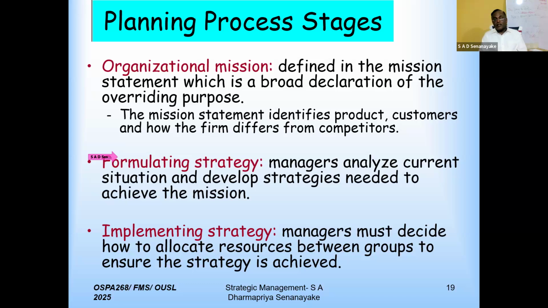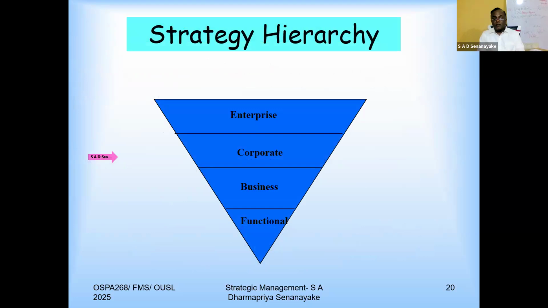Okay. Next is strategy formulation. Managers analyze the current situation and develop strategies. Then implementation: how to allocate resources between groups to ensure the strategy is achieved. So that is basically the process of a strategic plan. But when it comes to the strategy hierarchy, the bottom level is the functional strategies. We all know functional strategies, what marketing people do, so and so forth. And at the top you find top management level definitions.